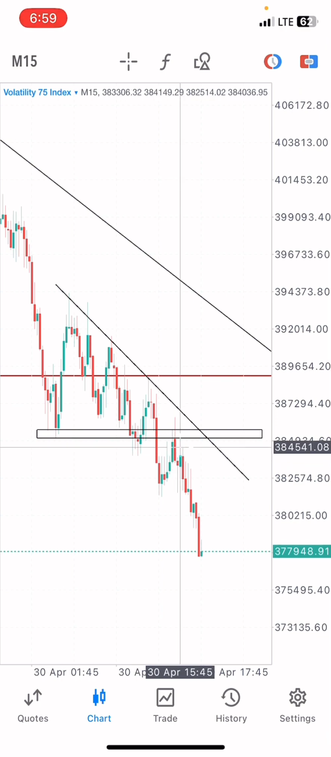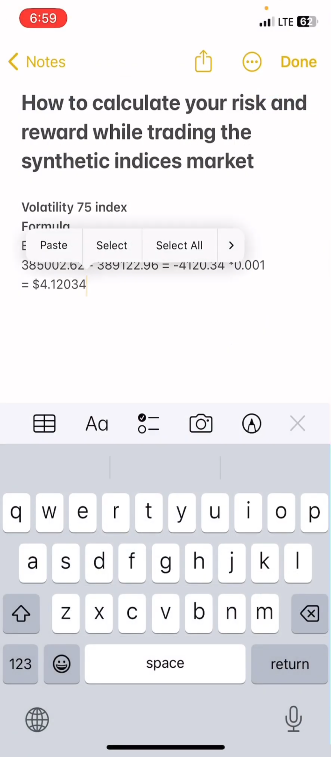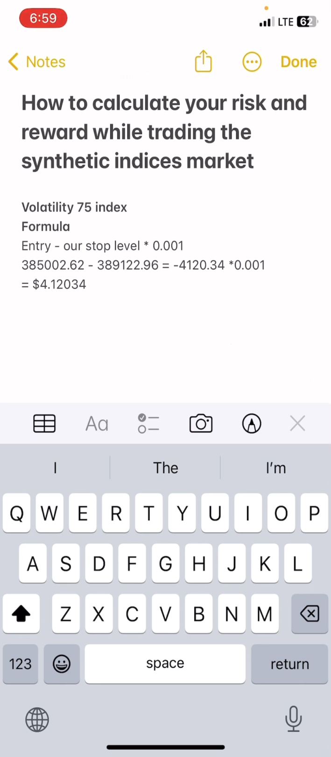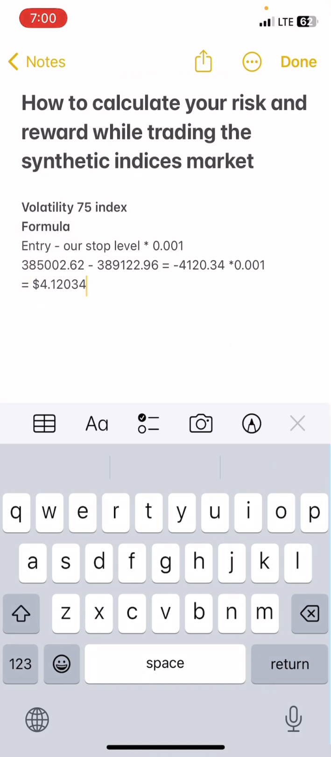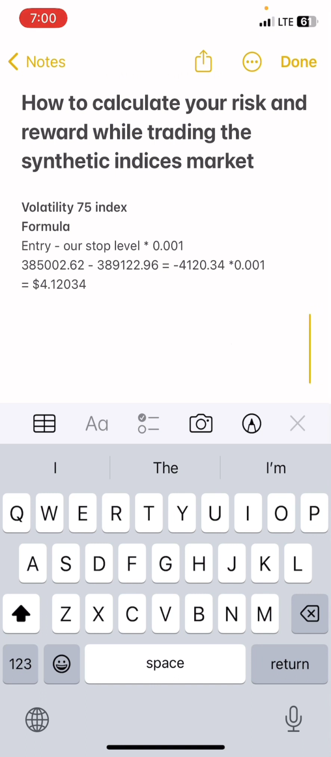If you want to increase your lot size, you apply the same thing. You subtract your entry level from your stop loss level, then you multiply it by the lot size. So this should be in negatives basically, risking $4. You understand? Subtract your entry level from your stop level, then multiply it by the lot size you're using. If you're using the one lot size, do the same thing. If you're using the 0.005, the 0.05, 0.01, any lot size you're using, just use the same formula multiplied by the lot size, then you get your risk.